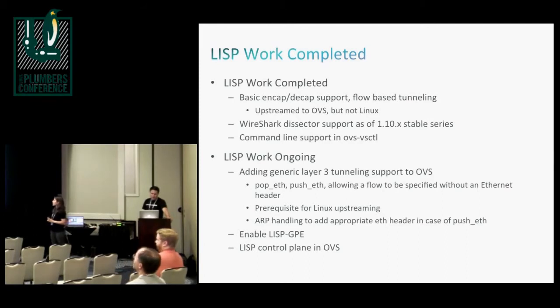So to enable L3 in L3, which was the basic Lisp, we are working on enabling more generic layer 3 tunneling, and enabling a flow that does not have an Ethernet header. So basic push and pop Ethernet header was implemented, and the work there is ongoing. Also, we needed to look up ARP tables, so that when we push an Ethernet header, we are able to push the right MAC addresses for the incoming packets based on their L3 header.